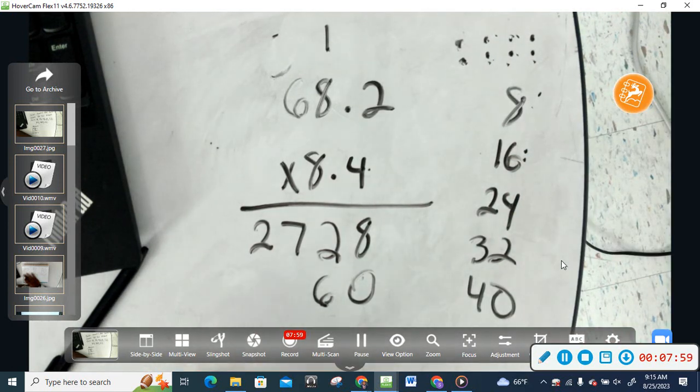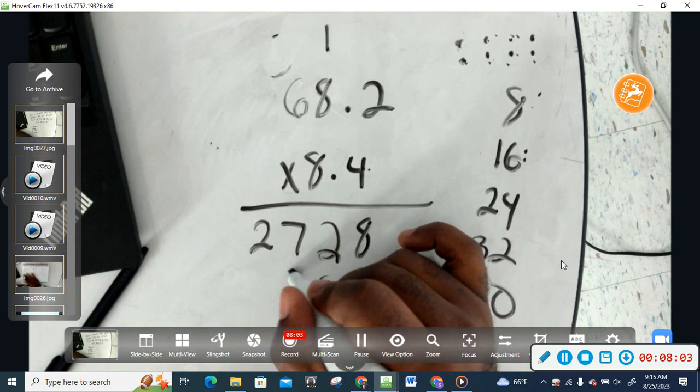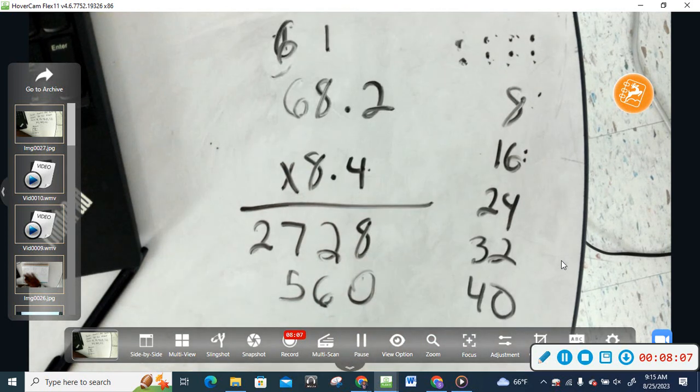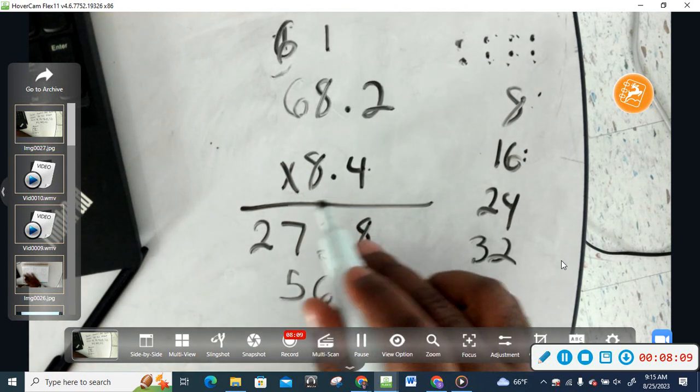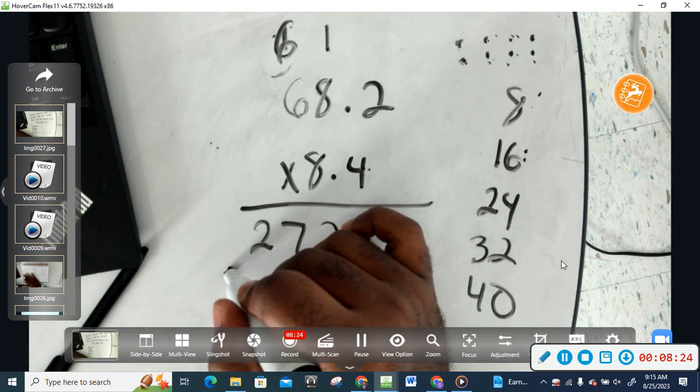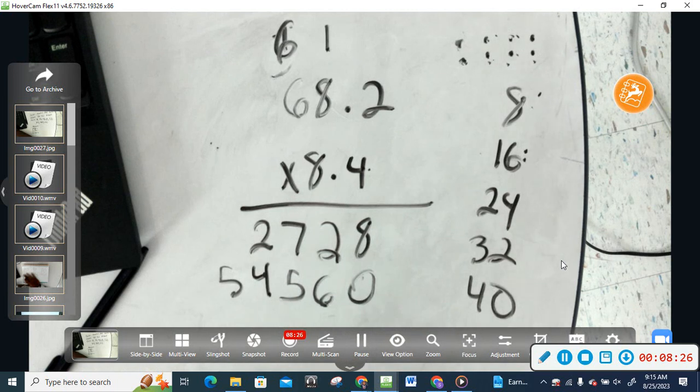Alright, so we got 64 plus my 1 that I carried is 65, so I put my 5, carry the 6, my bad. Carry the 6. So now we got 8 times 6. 6 times 8 is 48. Plus my 6 that I carried. 48 plus 6 is 54. And now, 5, 4. Remember to keep my numbers lined up.